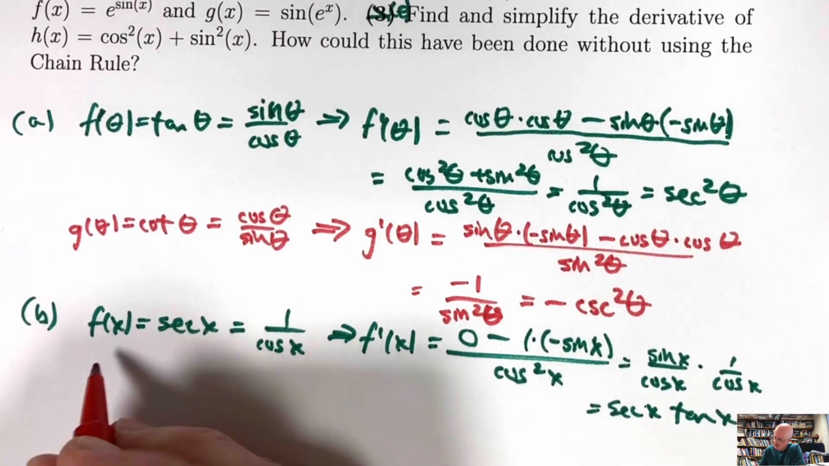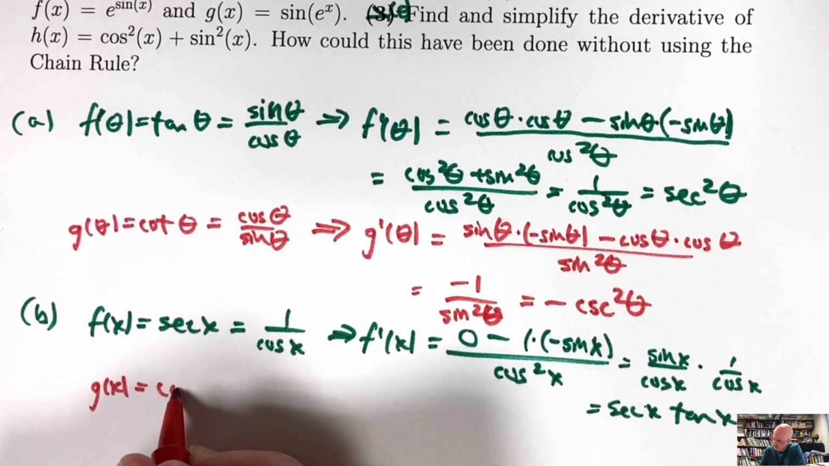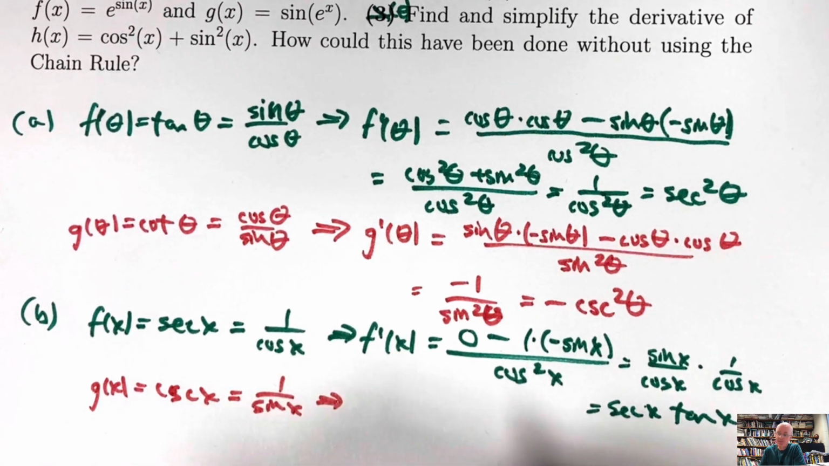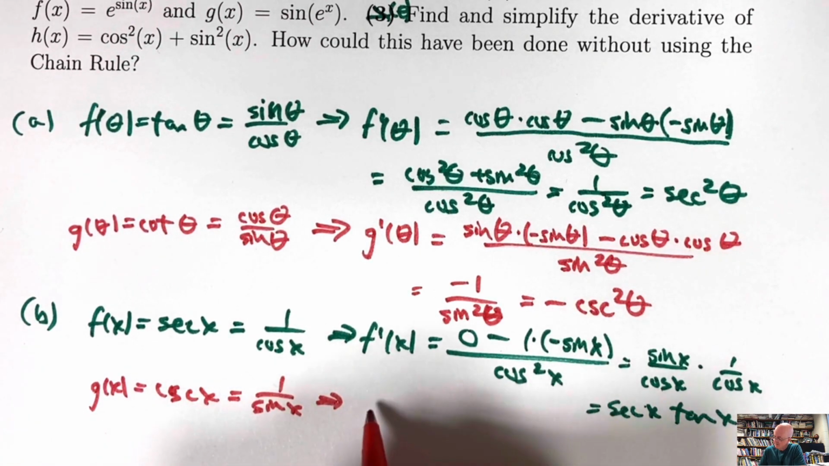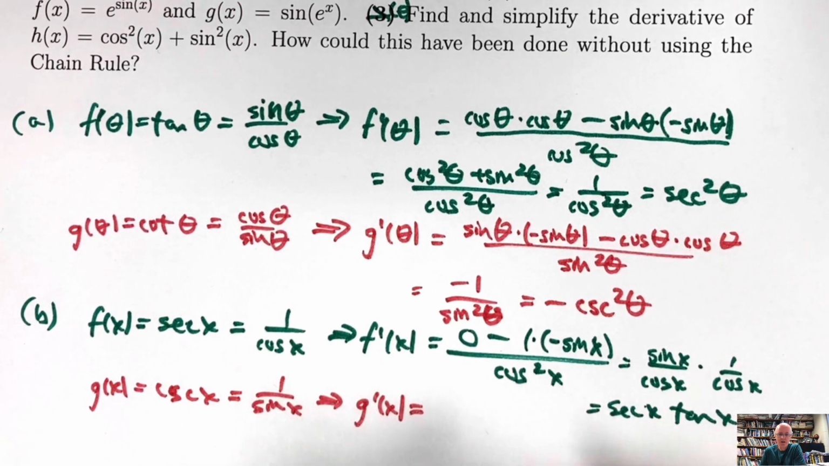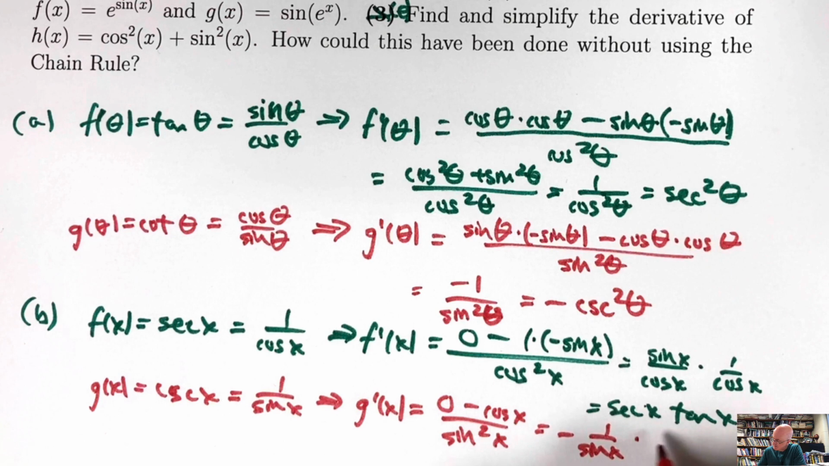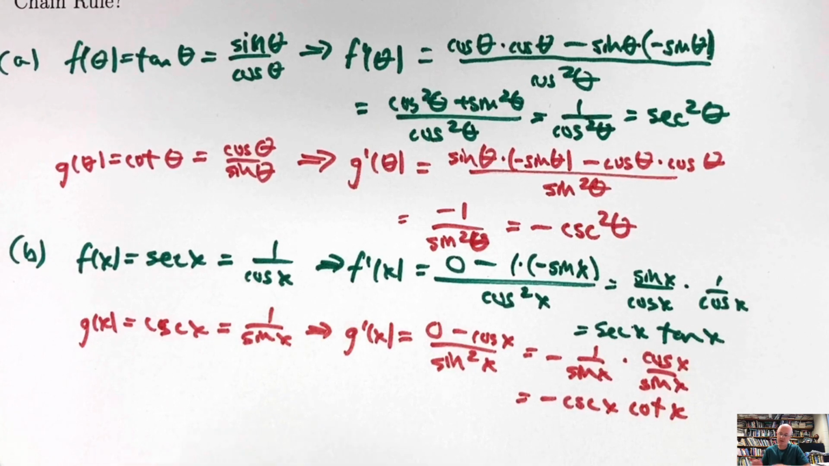g of x is the cosecant function, 1 over the sine function. Maybe you want to do this one on your own before you watch me do it. We need the quotient rule. Low d high is once again 0. Minus high d low is going to be minus cos x over the square of what's below. That's going to ultimately be negative 1 over sine x times cos x over sine x. More commonly, that's written as negative cosecant x cotangent x. I'm using the definitions of the trig functions here, okay? I'm assuming you're familiar with those things.